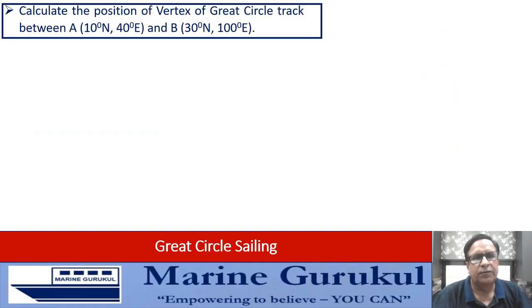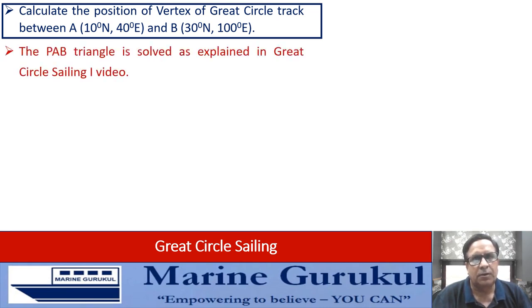Now we reinforce our learning through an example wherein we need to calculate the coordinates of the vertex of a great circle track between position A, 10 degrees north, 40 degrees east, and position B, 30 degrees north, 100 degrees east. This question for the GC distance, initial and final course has already been solved in our video 1. So the formation of the PAB triangle and calculation of angles A and B has been done therein. So we'll pick up the values of A and B from there.